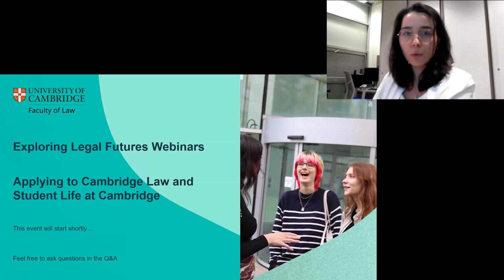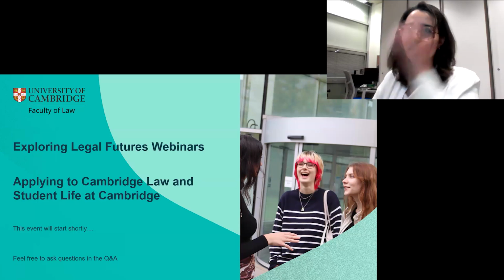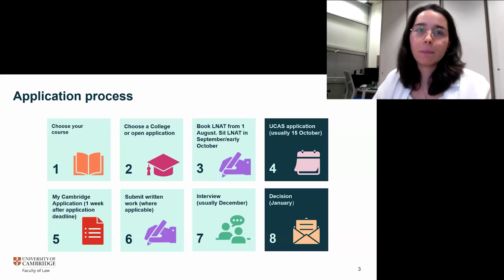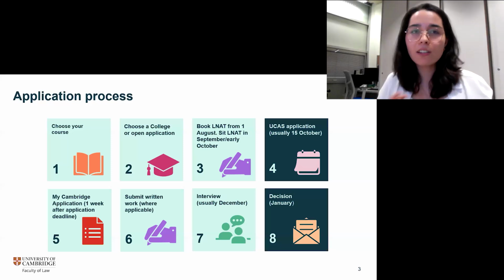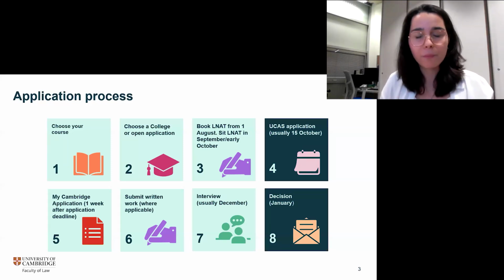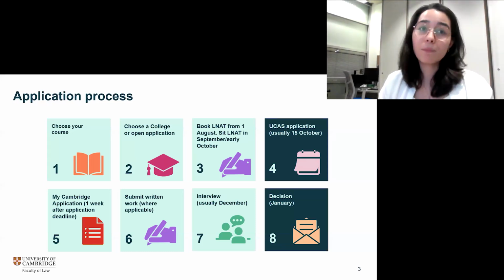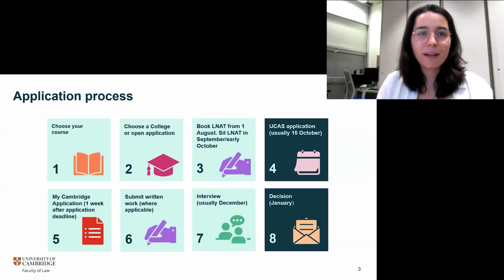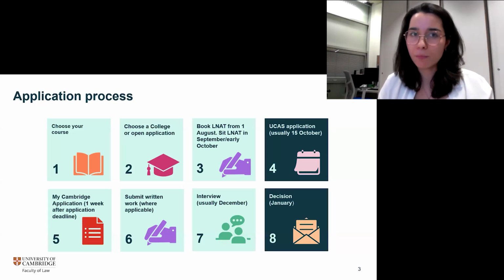Fantastic. Okay, so if we go to the next slide, hopefully. The first thing is the application process and the timeline of the application process. How does the timeline look? When do different things happen? The first thing you should do if you're thinking of applying to Cambridge Law is choose your course. If you're all here today, I imagine that you already know you want to do law, fingers crossed. The next step would be to choose your college or submit an open application. I will break all of those steps down during the presentation, so don't worry too much now. I'm just telling you the basics.